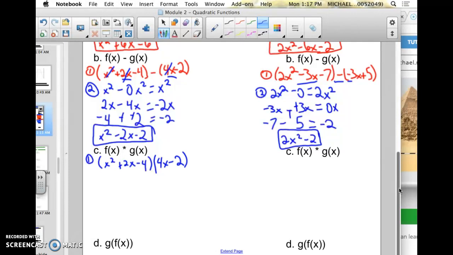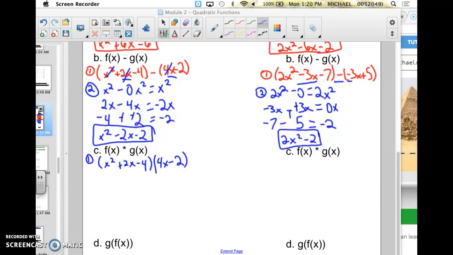Now, when multiplying polynomials together, a key word called distribution comes into play. Distribution means that every term from f of x has to multiply with every term from g of x. And there's a couple different ways you can organize your work. I'm going to show you a way that I use.